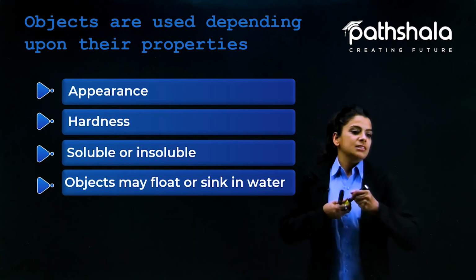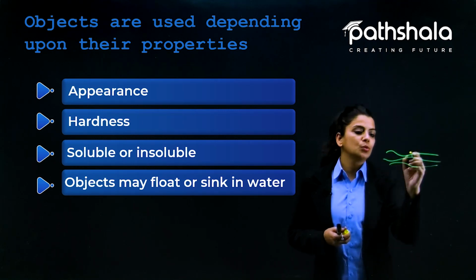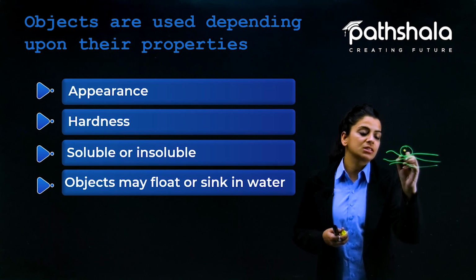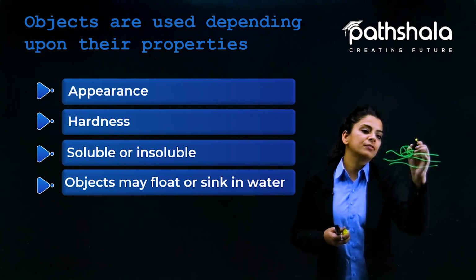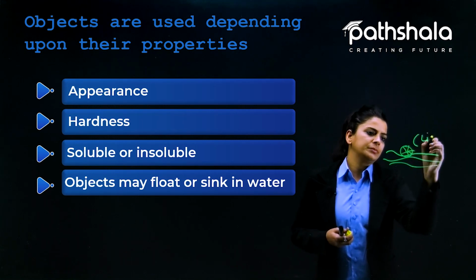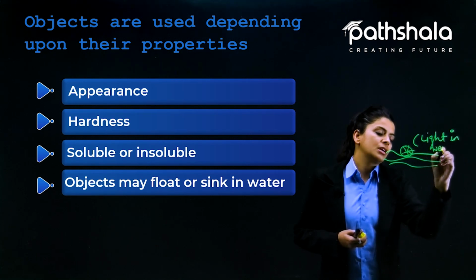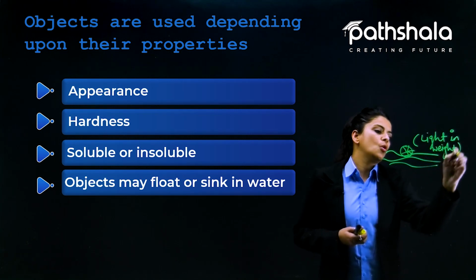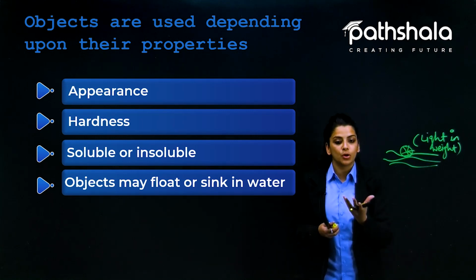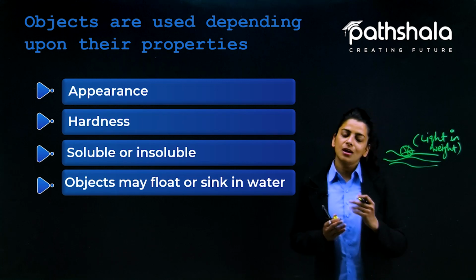For example, if this is the water, so some objects, what they do, they remain on the surface. For example, this is the football. It is light in weight. Let's talk about its weight. So हम सभी ने hold किया हुआ है एक ना एक बार फुटबॉल को. So it's very light, so it floats on the surface of the water.